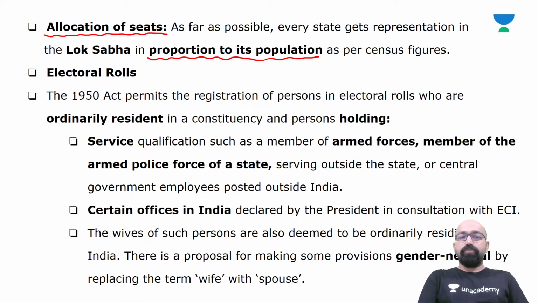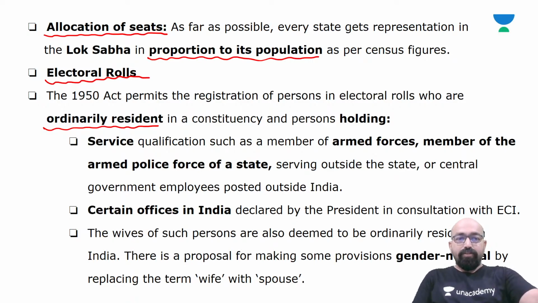Then, electoral rolls. The 1950 Act permits the registration in the electoral rolls of persons who are ordinarily resident in the constituency and persons holding service qualification, such as a member of the armed forces, a member of the armed police force of a state serving outside the state, or central government employees posted outside India.